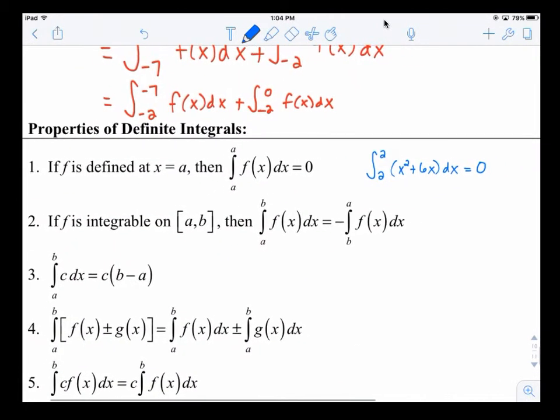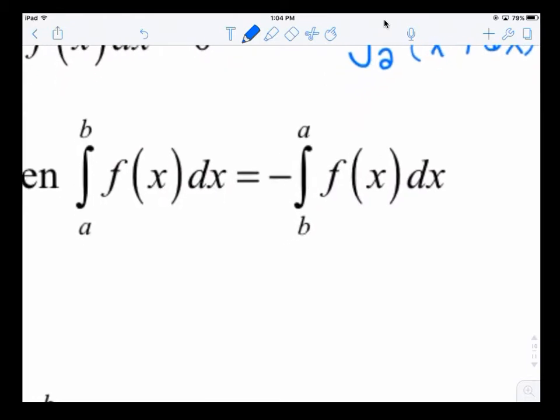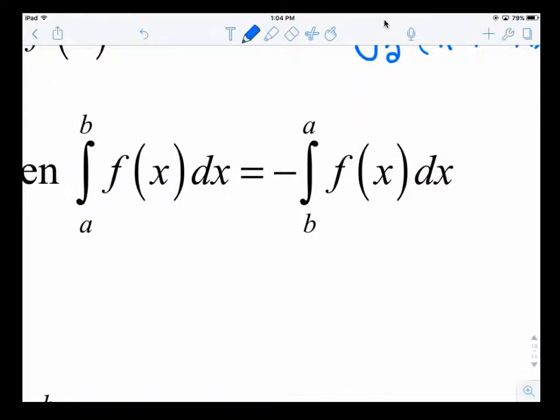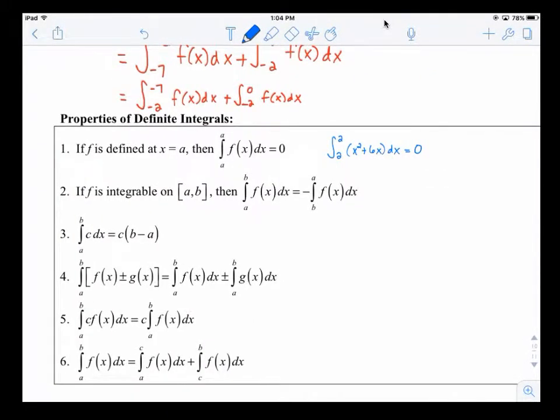All right, we've already kind of talked about number 2. If I go from a to b, I can switch that around if I put a negative out front. That will also give me the same answer. If I'm taking the area going from a to b and that's positive, and I switch it and go from b to a, it'll be negative, and then the negative out front makes it positive again. So all these are going to help you simplify different equations.